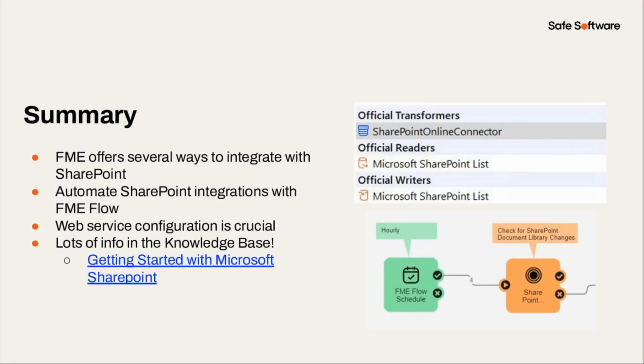So as we saw here, FME offers several ways to integrate with Microsoft SharePoint: the SharePoint Online connector, the list reader writer, browsing SharePoint as a file system, and also using HTTP callers in the Graph API. That's the demo that unfortunately we didn't have time to cover. I'll share that after the webinar. FME Flow lets you automate your SharePoint integrations and watch your web service.